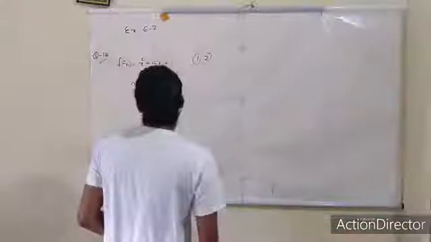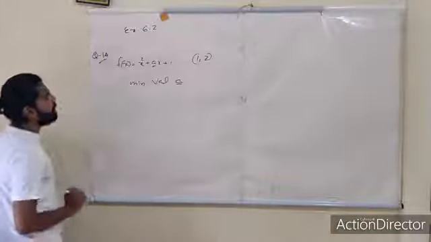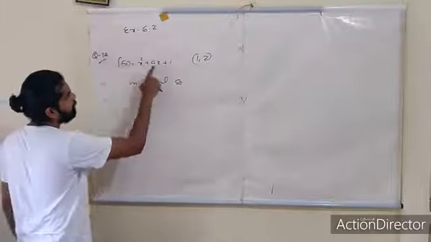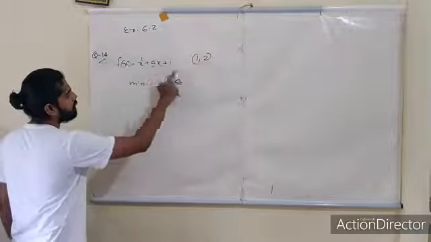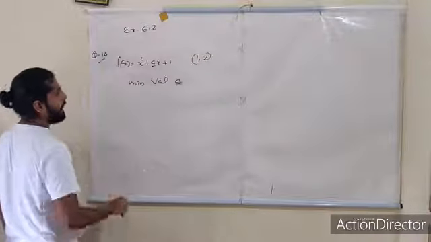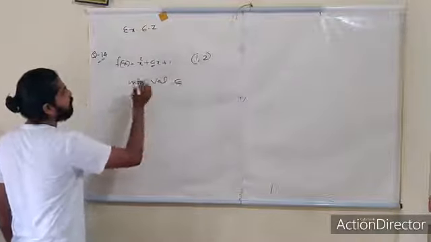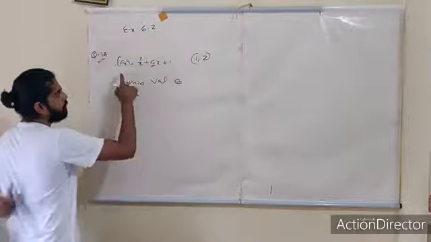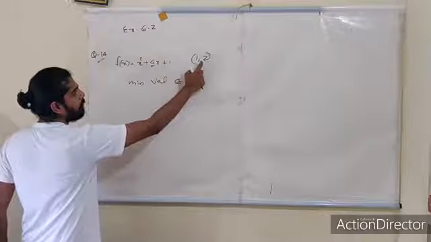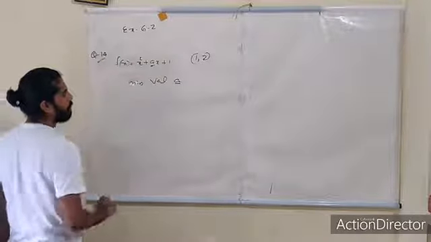Okay, next is question number 14. f of x equals x square plus ax plus 1. You are provided a function and the interval (1, 2). It is said that this function is increasing in this interval. Then what will be the minimum value of a? If the function is increasing in the open interval (1, 2), then what will be the minimum value of a?